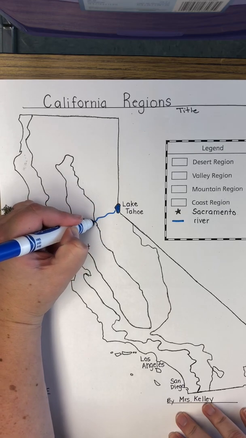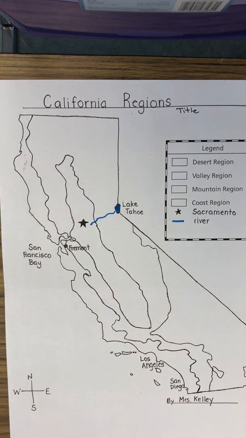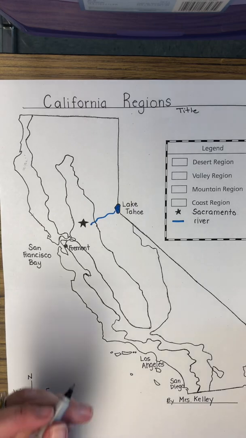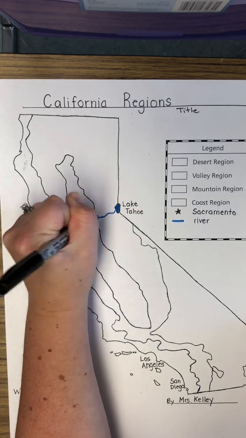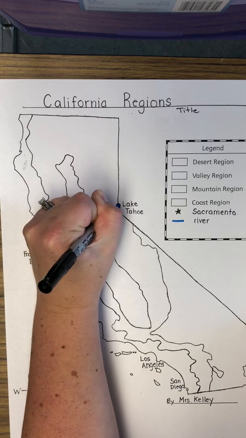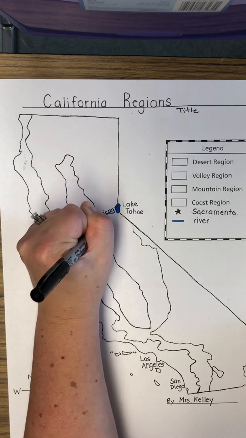Okay, so I'm going to take my blue marker from Lake Tahoe and almost to Sacramento and make kind of a wiggle line like that, okay? And that little line that you just made between Lake Tahoe and almost to Sacramento is called the American River. And I'm going to label that right there on my map. I'm going to have to write small. Try not to write too big. Okay, American River.